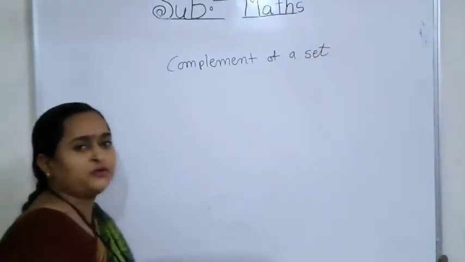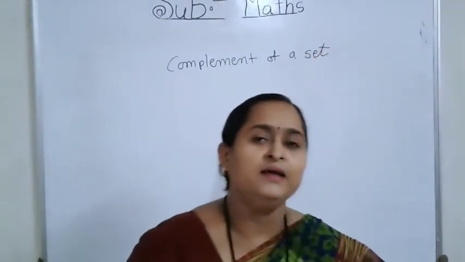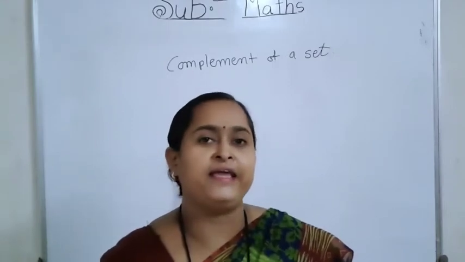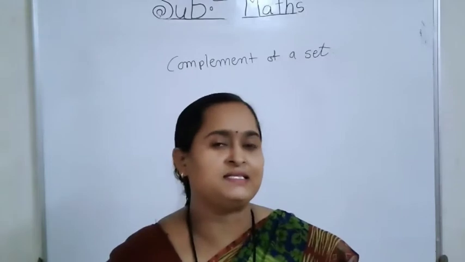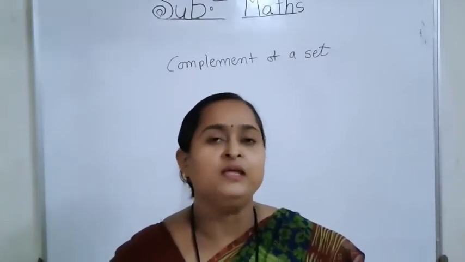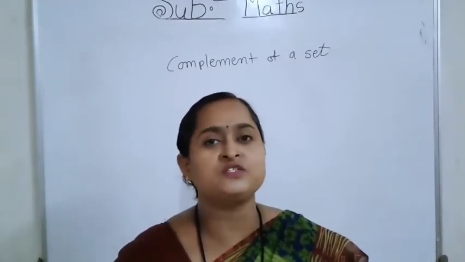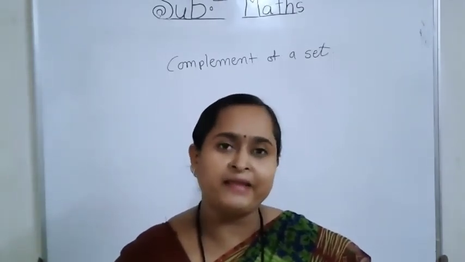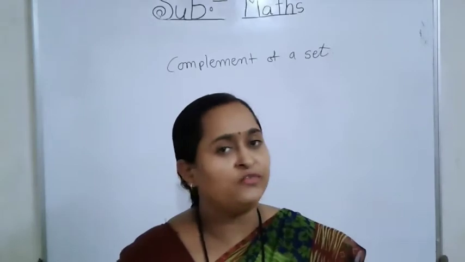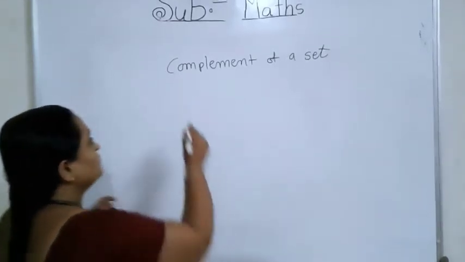Now suppose U is universal set, A is any set and A is a subset of U, means all elements of set A are present in universal set U. Then the set of all elements of set U which are not present in set A is called the complement of A. Now see example.